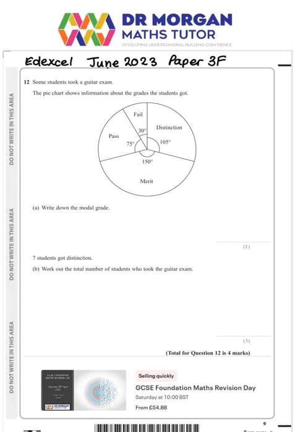In this question, it says some students took a guitar exam, and the pie chart shows information about the grades the students got. I can see there's a pass, a fail, a distinction, and most people got a merit.